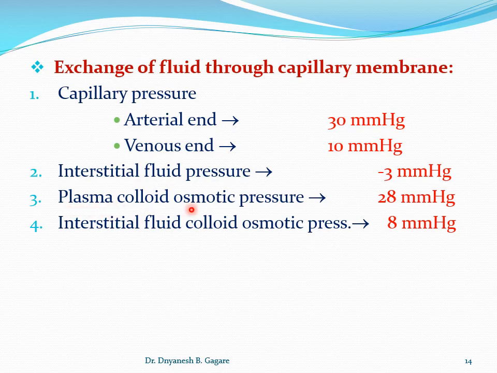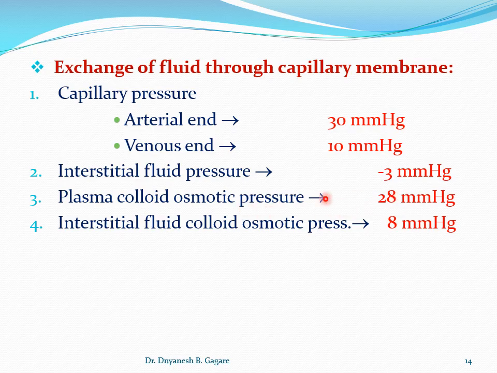Now see the plasma colloid osmotic pressure and interstitial fluid colloid osmotic pressure. I told that colloid means it is due to the proteins, and the concentration of proteins in the plasma is more than outside in the interstitium, where the protein concentration is less. That's why the osmotic pressure in the blood, in all segments of the circulatory system including capillary, arteries, veins, everywhere in blood, the plasma colloid osmotic pressure, is due to the proteins in the plasma, and it is 28 millimeter of mercury.